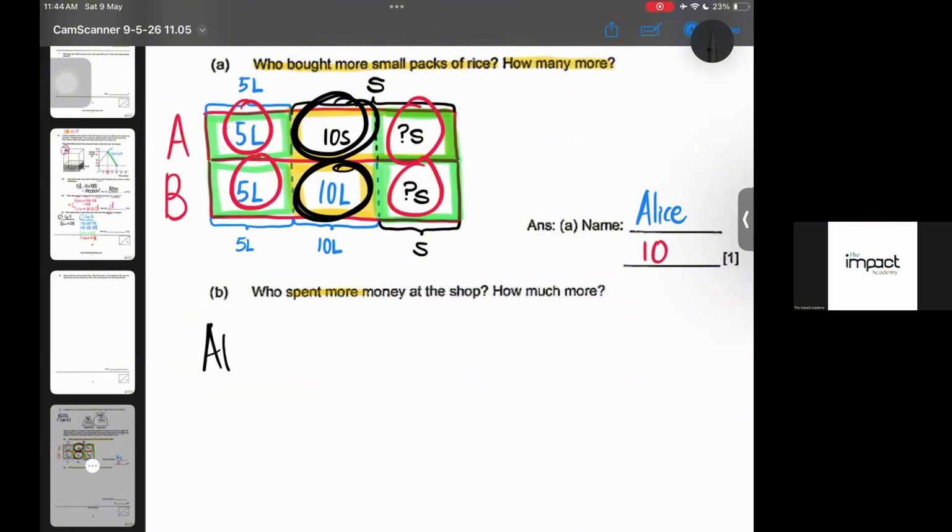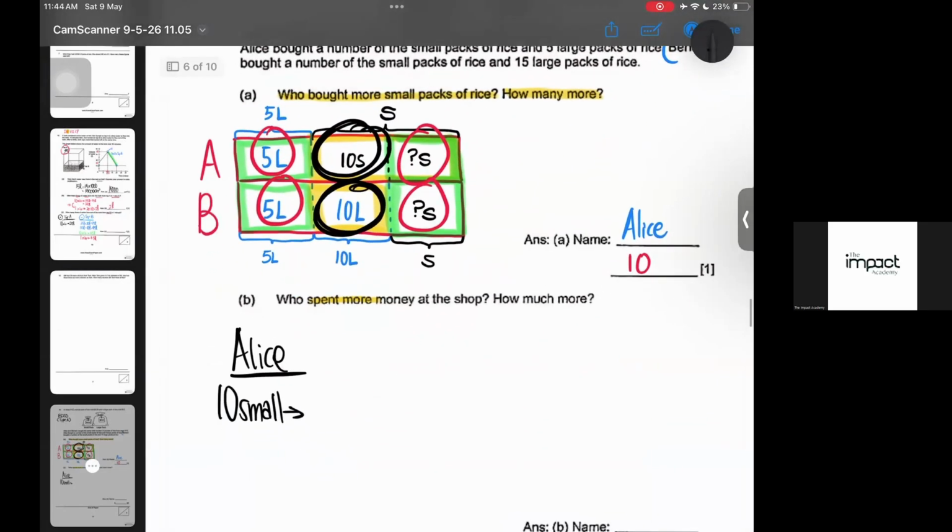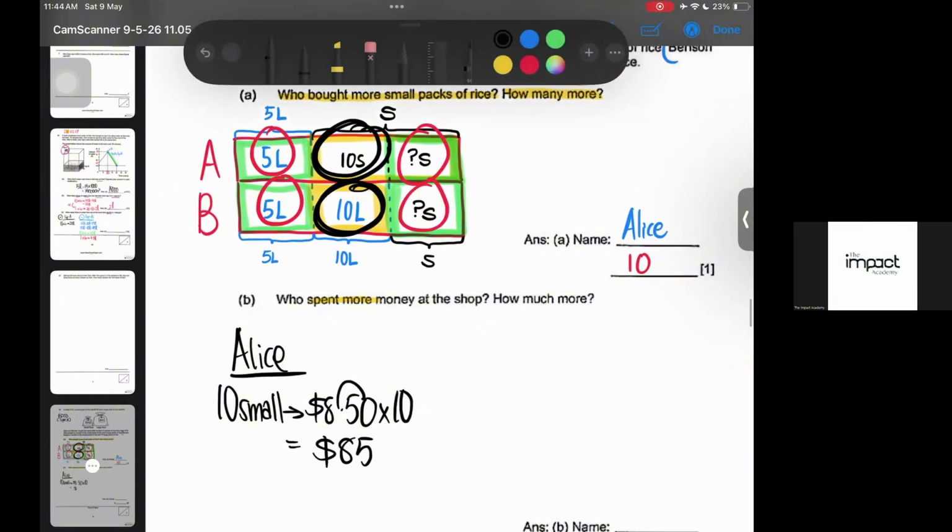True? Alright, for Alice, it is 10 small. 10 small is how much? We can quickly go and find out. 10 small is one pack. One pack is 85 cents, so 85 cents times 10. Oh, okay, $8.50.